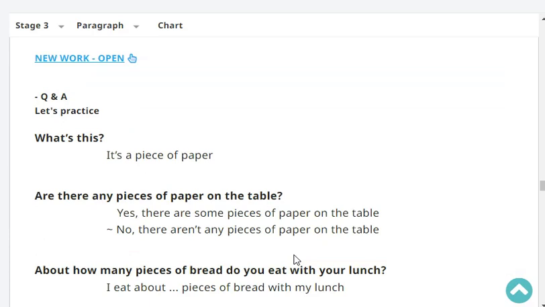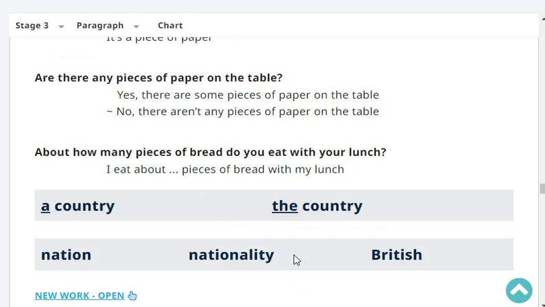Okay, next. What's this? It's a piece of paper. Very good. Are there any pieces of paper on the table? Yes or no? No, there aren't any pieces of paper on the table.